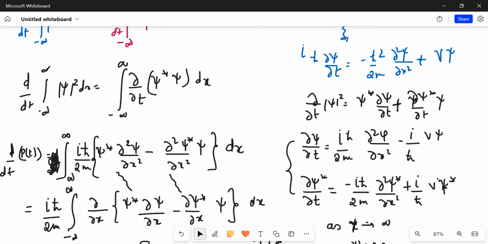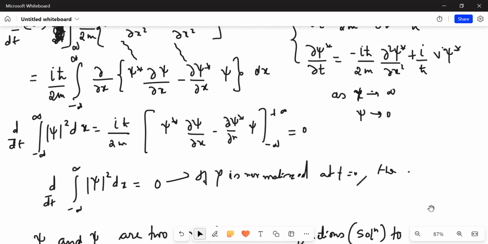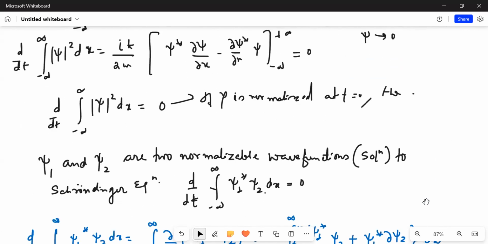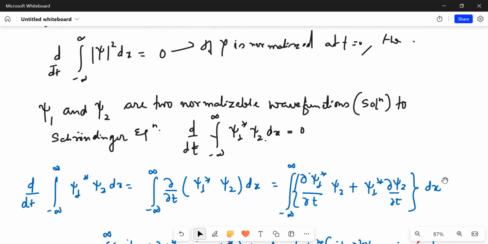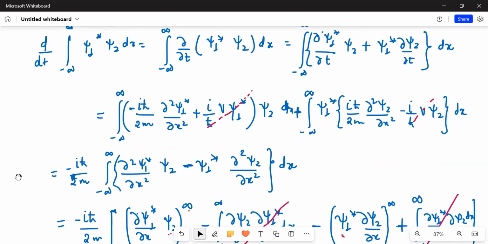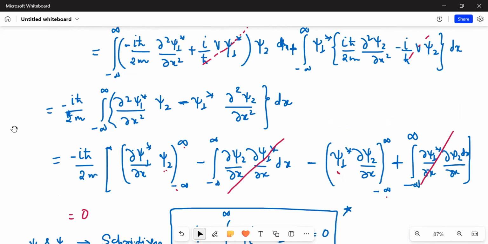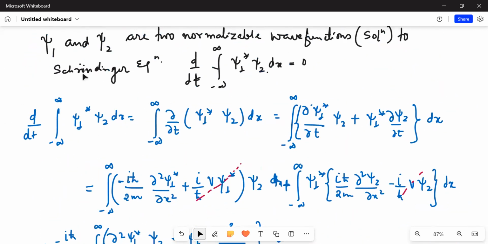Now the question arises: what if V is not real? One of the boldest statements I'm going to put forth is that if V is not real, then the probability is not going to remain conserved. For probability to remain conserved, the first condition, no doubt, is that psi must be a solution of this Schrodinger equation.